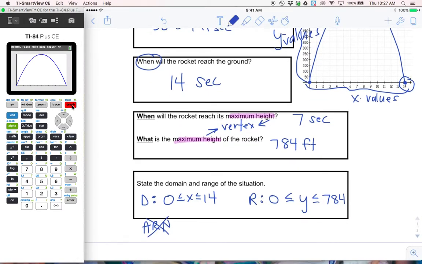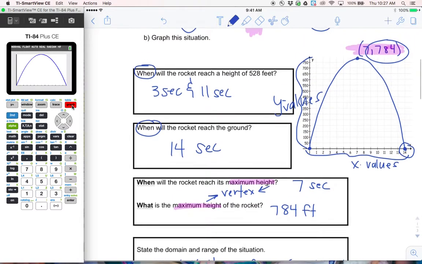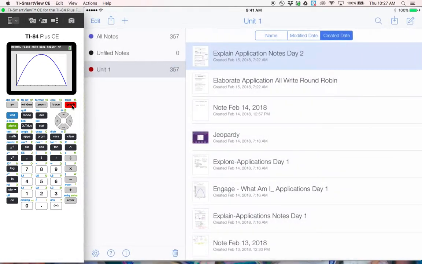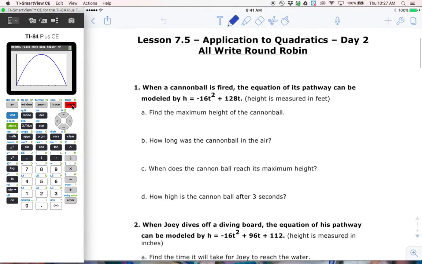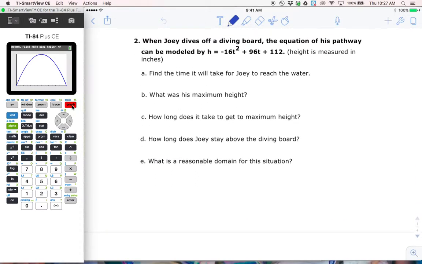All right. Now, I do want to show you one more thing, and I don't usually do this, but go ahead and just kind of go with me on this next thing. We've got this problem, Joey jumping off a diving board. The equation of his pathway can be modeled by, so let's put this equation in my calculator. I've got negative 16 t squared, but I'm just using x, x squared, plus 96x, plus 112. I'm going to change my window because I know what it is, so just don't freak out that you don't know how I'm getting this. I just want to show y'all something.